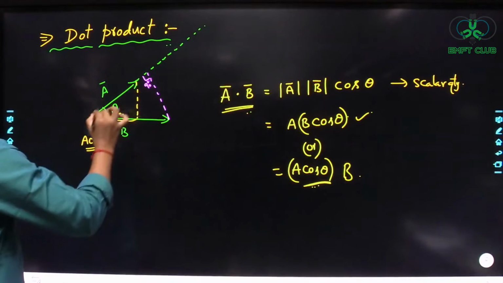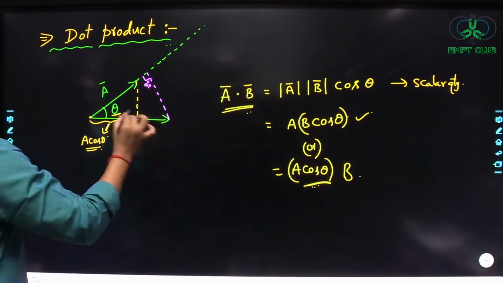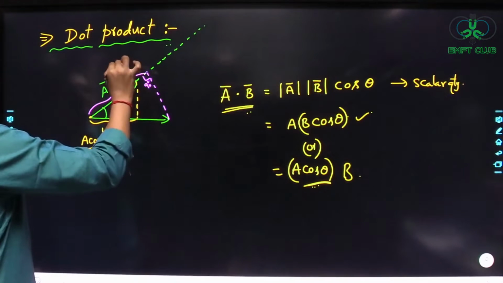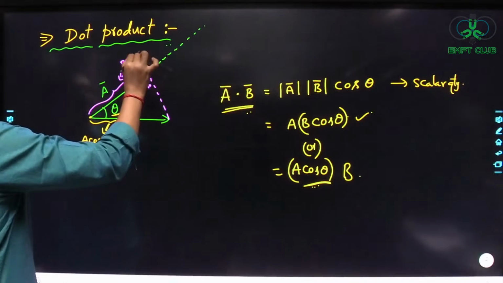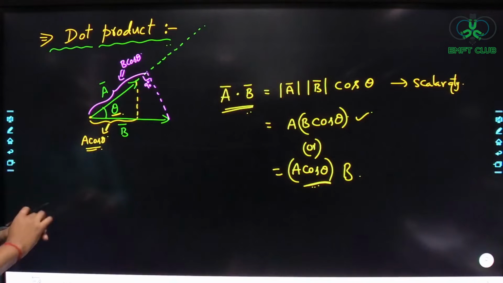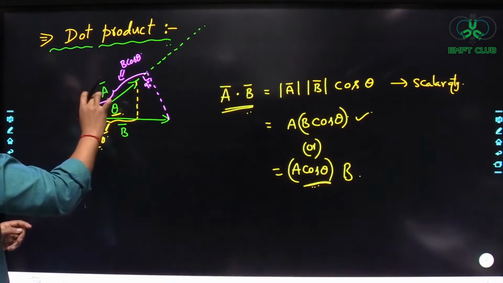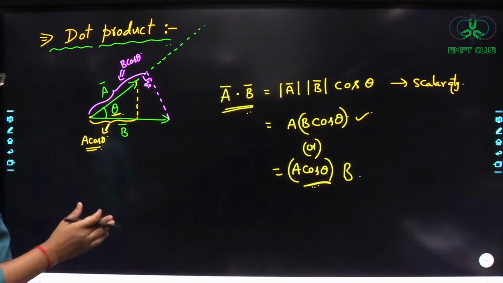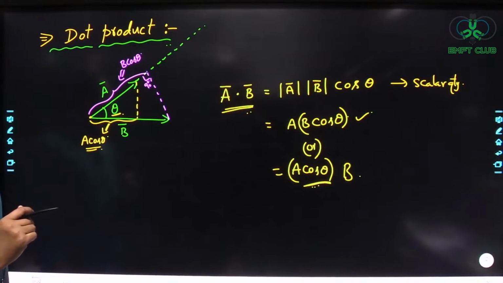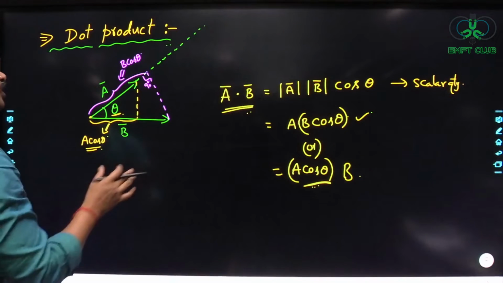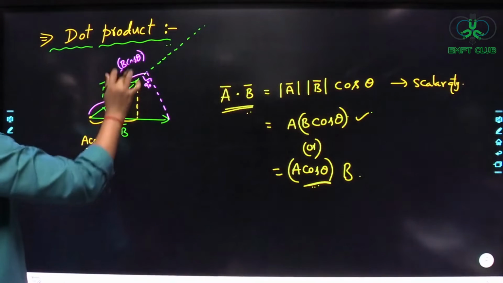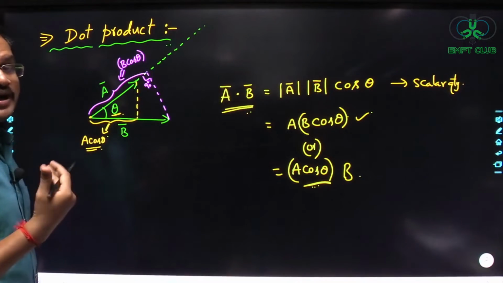So from this right angle triangle, what is the distance from here to here? The distance from here to here is nothing but b cos theta. Yes or no? So this b cos theta multiplied by a is nothing but the dot product between a bar and b bar. Understood? Okay. So here you are multiplying the component of b bar along a bar with the magnitude of a bar.